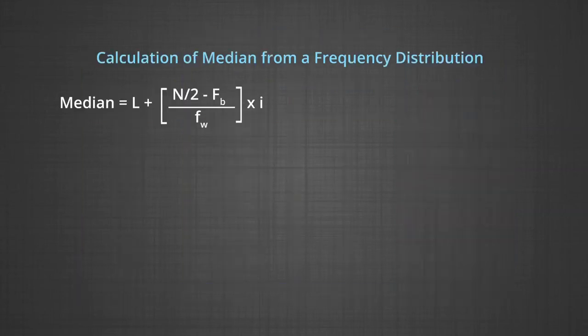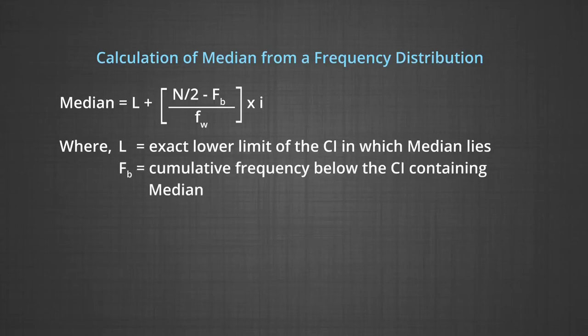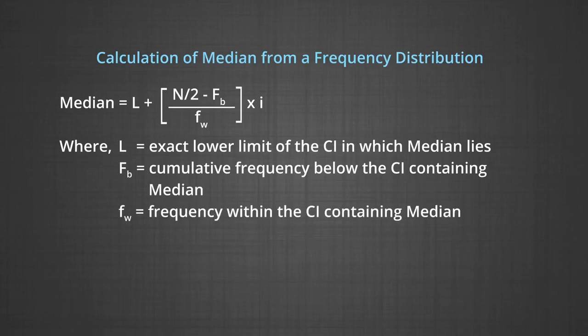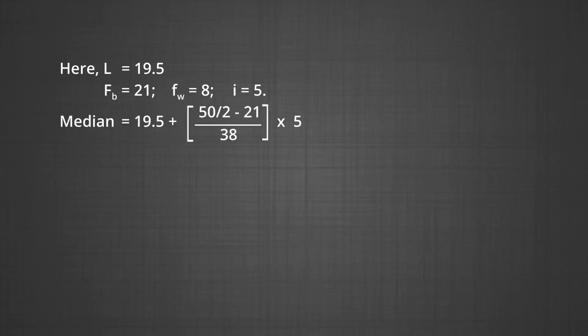The formula for the calculation of median from a frequency distribution is like this. Median is equal to L plus within brackets N upon 2 minus FB upon FW times I, where L stands for the exact lower limit of the CI in which the median lies, FB the cumulative frequency below the CI containing the median, and FW stands for the frequency within the CI containing the median. Here, in our example, L is equal to 19.5, FB is equal to 21, FW is equal to 8, I is equal to 5. And the calculation of median is like this.